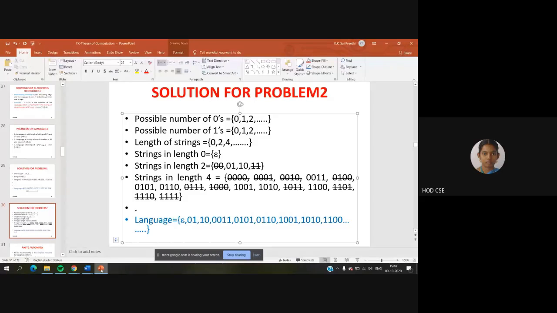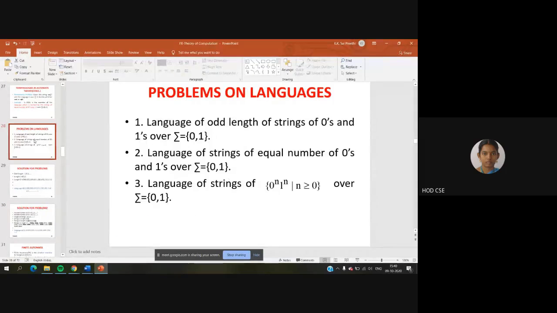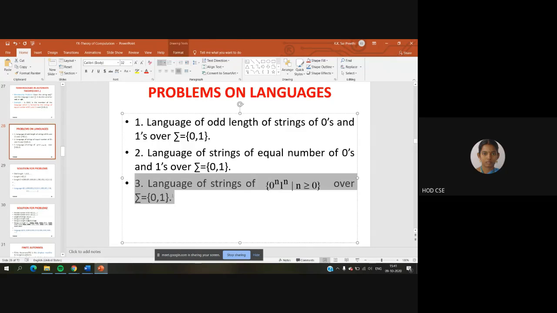Yes, ma'am. Okay, so let us go into the next problem. Now you have to tell me how the answers can be produced. So this is the problem. You have to produce the language of strings of 0 power n, 1 power n, where n is greater than or equal to 0, over sigma equal to {0, 1}. How can we make the solution of this? So this is the question.